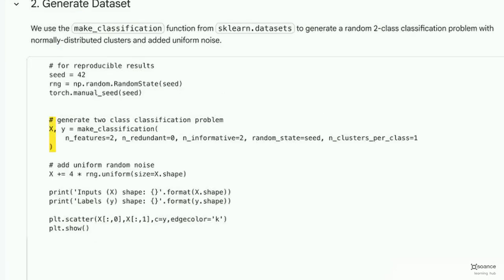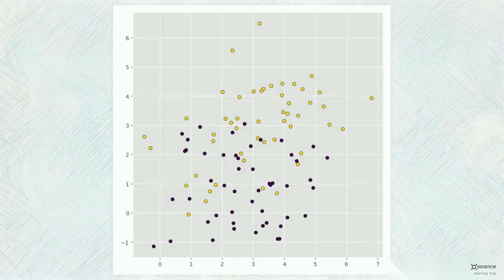Looking at this cell, we generate our dummy data. We use the make_classification function to create a two-class problem, and we add uniform noise to make the separation slightly more realistic. This scatter plot displays the distribution we just generated. You can see two distinct clusters, the positive class in yellow and the negative class in purple.